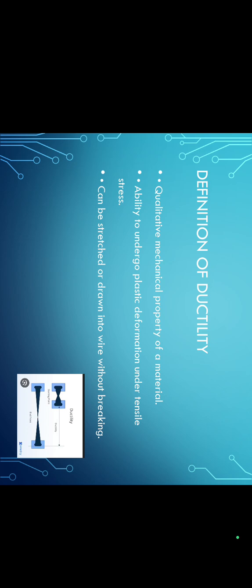Next, we will discuss the tensile test in detail. Tensile test is a fundamental mechanical test used to determine how a material behaves when subjected to a uniaxial force, that is pulling force. It helps us to understand important mechanical properties such as strength, ductility and stiffness. Next, we will discuss the purpose of tensile test in detail.